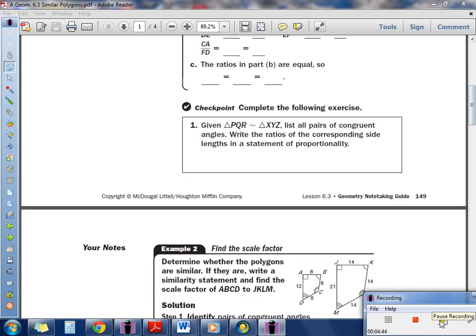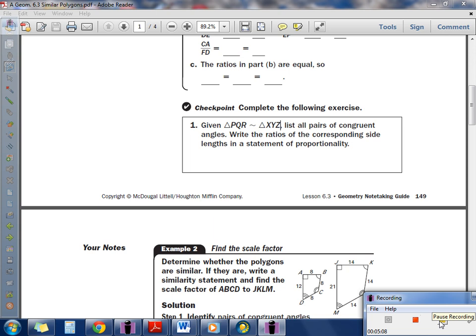Alright, so on this checkpoint, you should be able to use this congruence statement and list all pairs of congruent angles, write the ratio of the corresponding sides, and a statement of proportionality. So basically, this matches with example 1. You do the same stuff for this one, but without a picture. So that means you're not going to have the numbers on the side lengths, but you'll have everything else. I'll give you a little bit to try that.